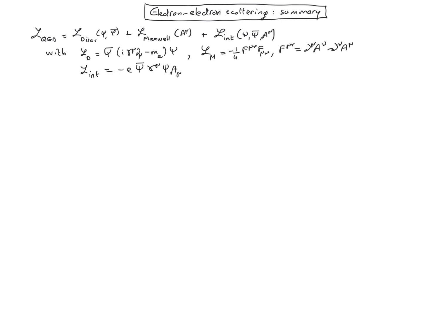In the lowest order of perturbation theory, the amplitude for the scattering of two electrons is given by a sum of two Feynman diagrams, a direct and an exchange term. We only looked at the direct term and got its amplitude using Feynman rules for QED.